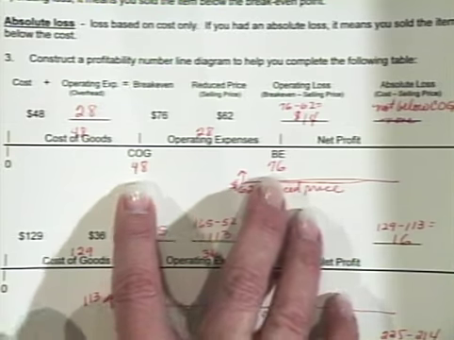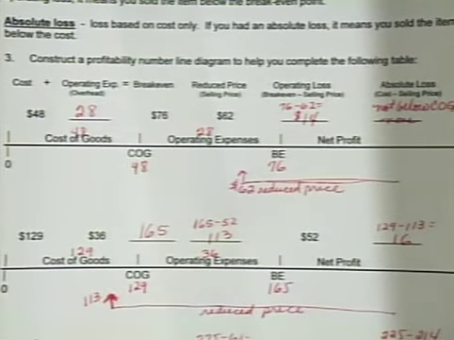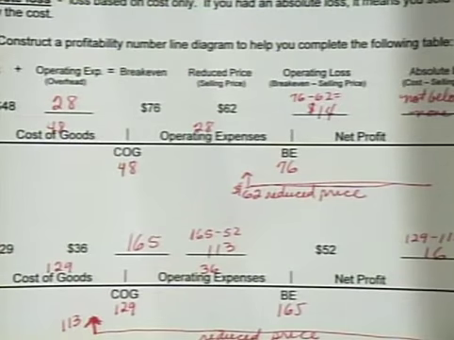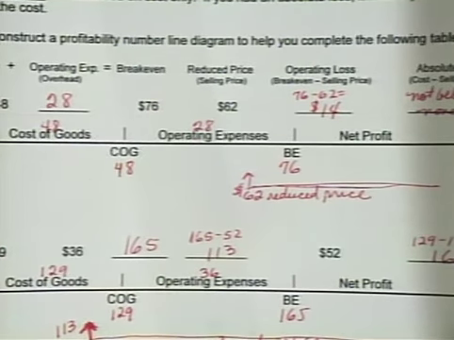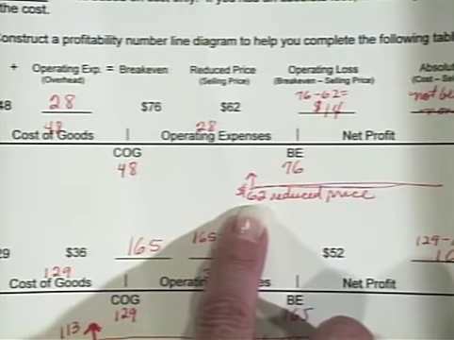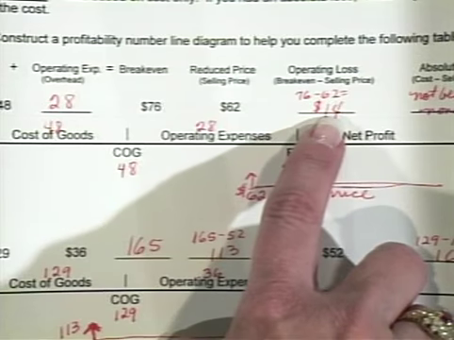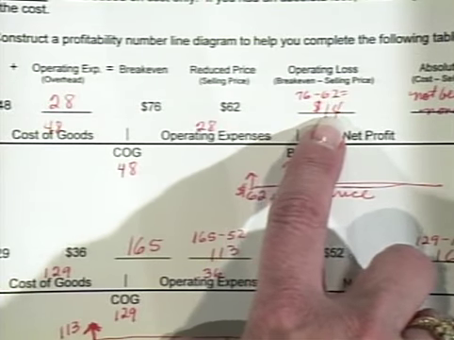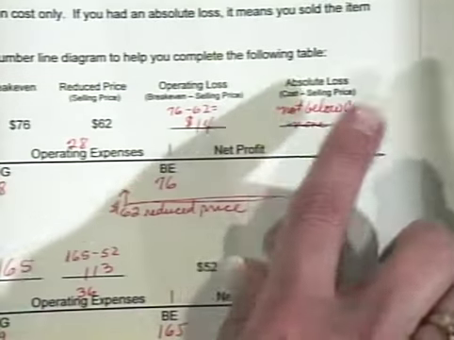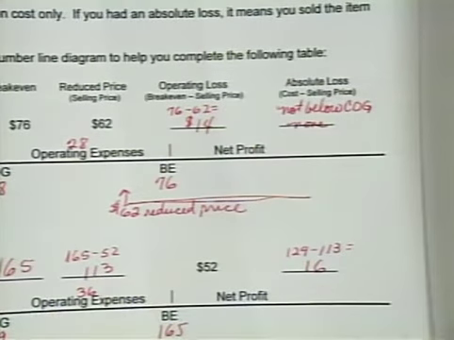So I've had a loss. I would have had to have sold it for more than $76 to have had a profit. Okay. What kind of a loss have I had? I've had an operating loss. Have I had an absolute loss? No. I sold it below break even, but I did not sell it below the cost of the goods. So I've only had an operating loss. That operating loss is 76 minus the 62. I've got an operating loss of $14. Okay? I did not have an absolute loss because it was not below the cost of goods.